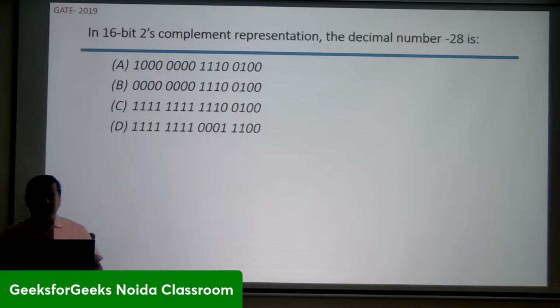You have to be very careful about that. 28 can be simply represented in 5 bits. So you have to append zeros before that to get the complete 16-bit information, and then you have to find the 2's complement. Okay, do it.